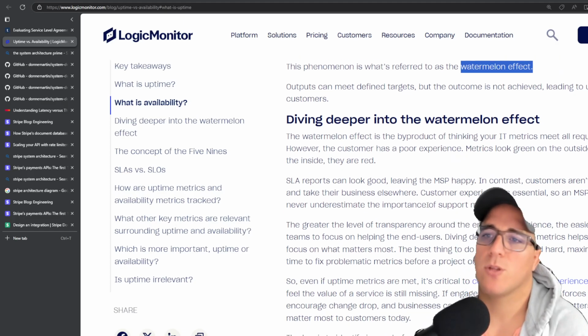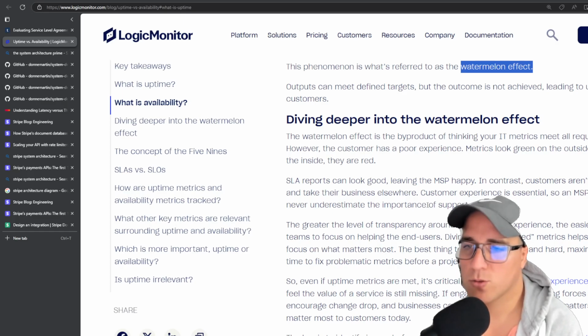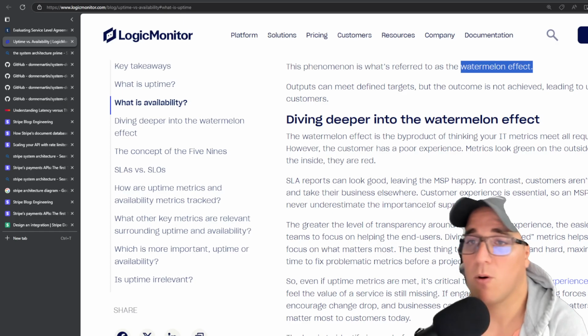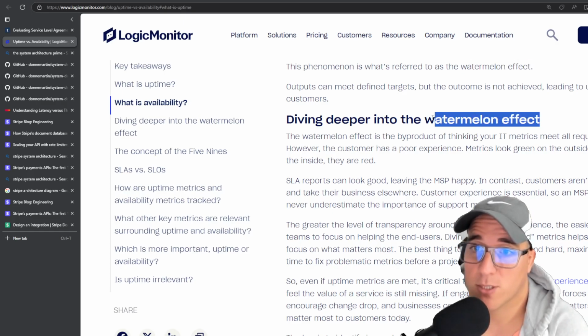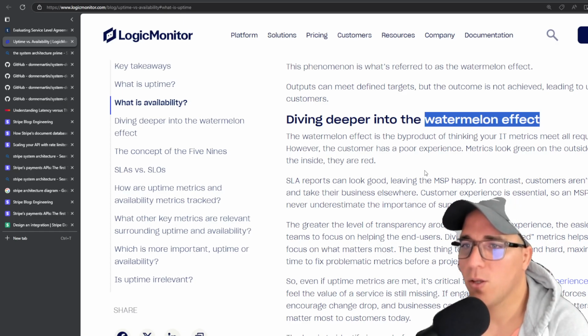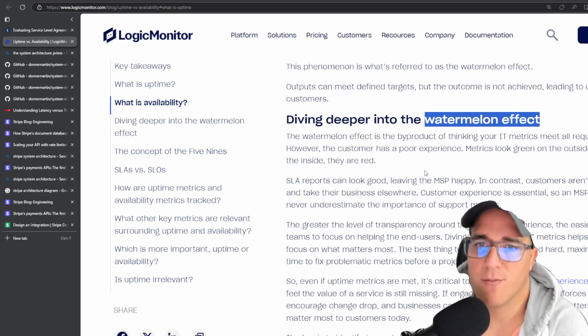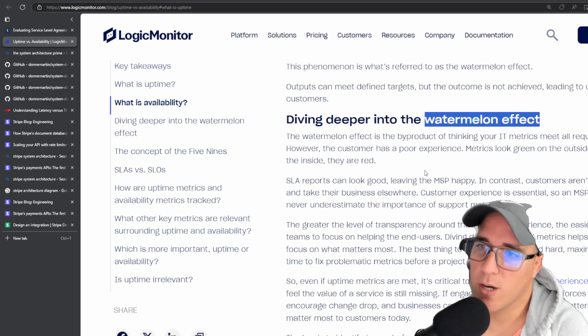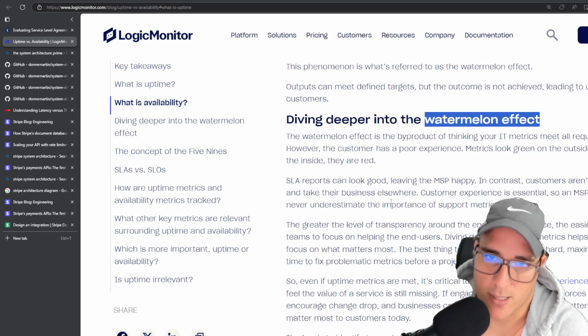Diving deeper into the watermelon effect. In this section, we're going to talk about what is meant by the watermelon effect, which, to be honest with you, was the first time that I heard about this. The watermelon effect is the byproduct of thinking your IT metrics meet all requirements. However, the customer has a poor experience. Metrics look green on the outside, but on the inside they are red.